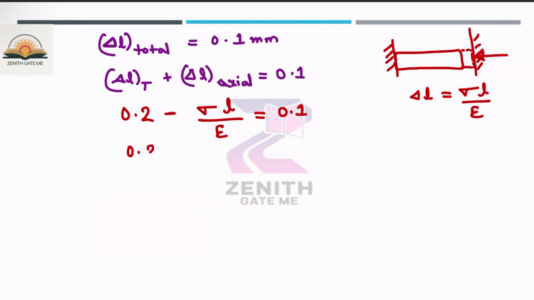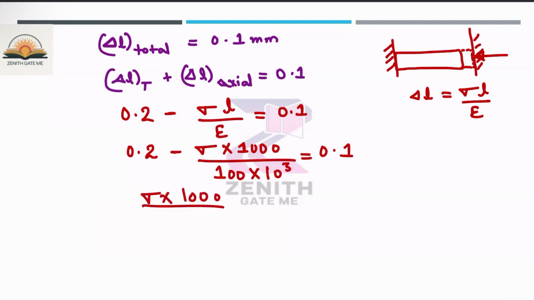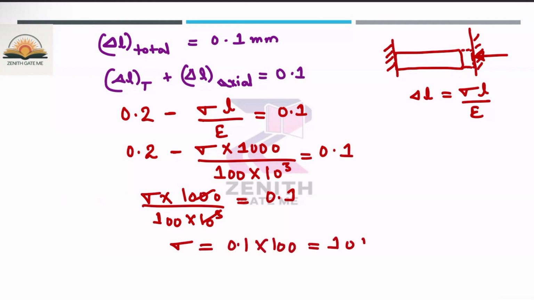So 0.2 minus, what is the value of length? Length is given as 1000. The Young's modulus is also given in gigapascal, so you will convert into megapascal. So 100 into 10 to the power of 3 is equal to 0.1. So this is nothing but sigma into 1000 divided by 100 into 10 to the power of 3. So 0.2 minus 0.1 is 0.1. So this will be cancelled out. Then you will get the sigma value is 0.1 into 100, which is nothing but 10 megapascal.